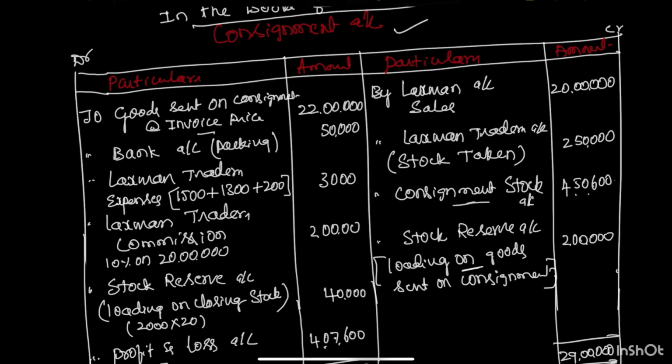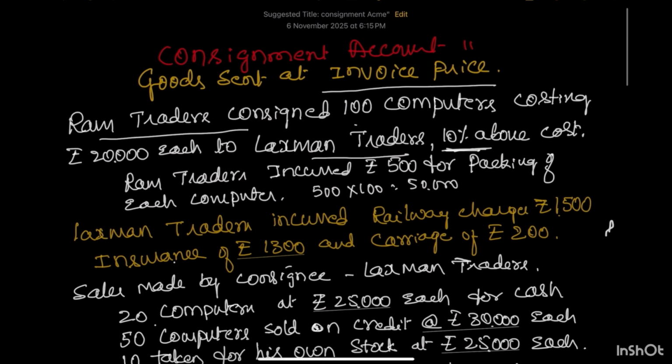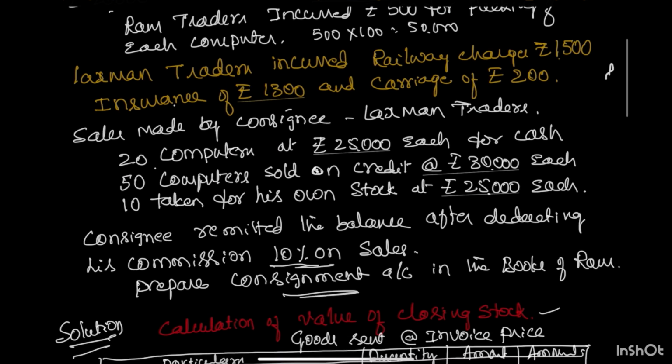And again for the closing stock also, whatever closing stock is there at invoice price, to cancel that invoice price, the additional value that is given, we have to make a cross entry, that's the stock reserve account. This is the only addition, and all the remaining entries remain constant. Let's see, to goods sent on consignment at invoice price 22 lakhs as given in the problem. We have not done any changes. It is given 20,000 each at 10% above the cost.